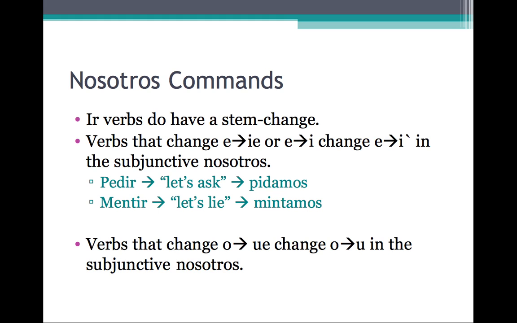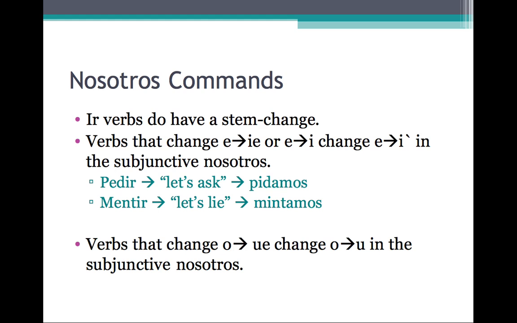Okay. Same thing. Verbs that change O to UE in the indicative, like dormir, duermo, duermes, duerme, dormimos, duermen, they're going to go O to U in the subjunctive nosotros. So if I said don't sleep in class as a tú command, no duermas. Usted command, duerma. Ustedes command, duerman. Because it's an IR verb, so we add the A endings. But in the nosotros form, for let's sleep, what would that one be? Durmamos. Excelente. It's just O to U in the nosotros form.